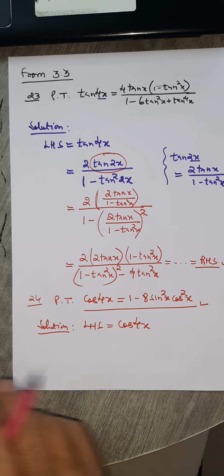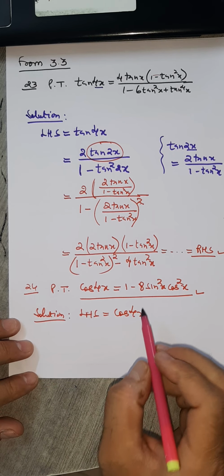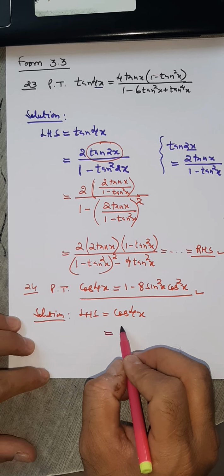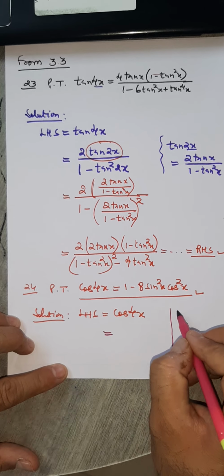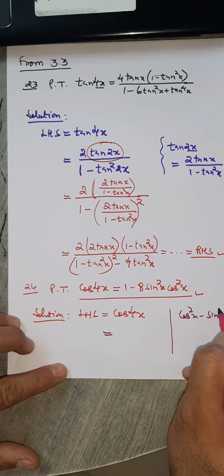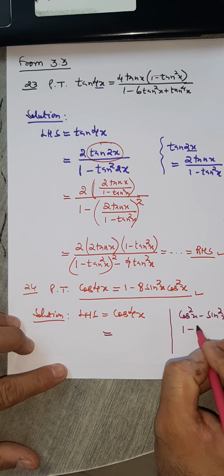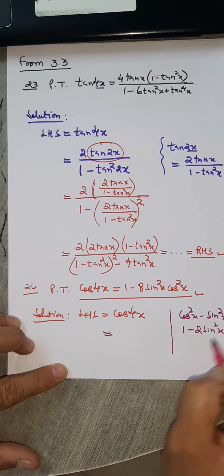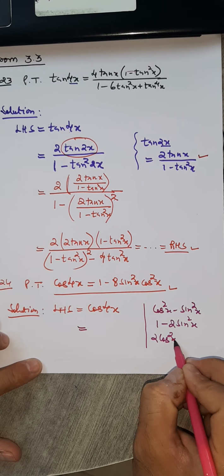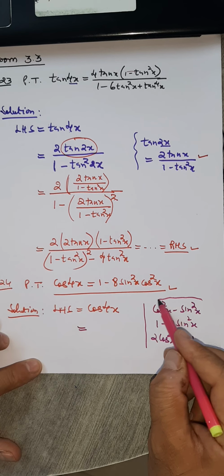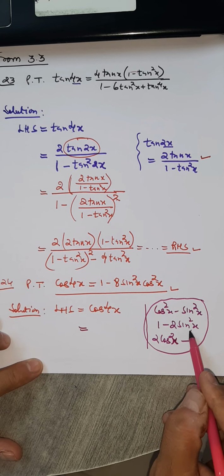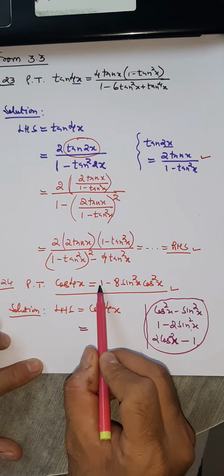Now here I want x only. So first I'll use here, I need 1 also. So there are 3 formulas for cos 2x if you remember. One is cos square minus sine square, then 1 minus 2 sine square, and 2 cos square x minus 1. These are the 3 formulas for cos 2x: cos square minus sine square, 1 minus 2 sine square, 2 cos square x minus 1.